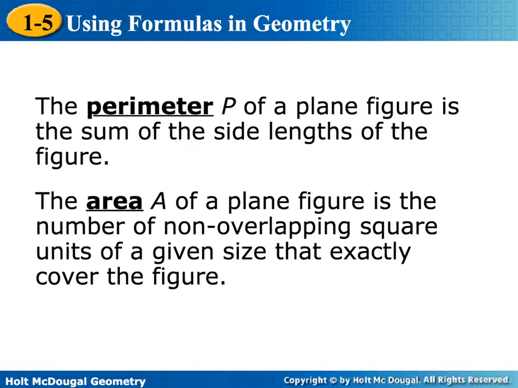Okay, the next one, and your first buzzword, is area. Area, A, is just the square units of a shape. So if we have a square, what this is basically saying is the non-overlapping square units of a given size that exactly cover the figure. That's just the square units of the shape. We all know what area is. Area is what covers the shape.